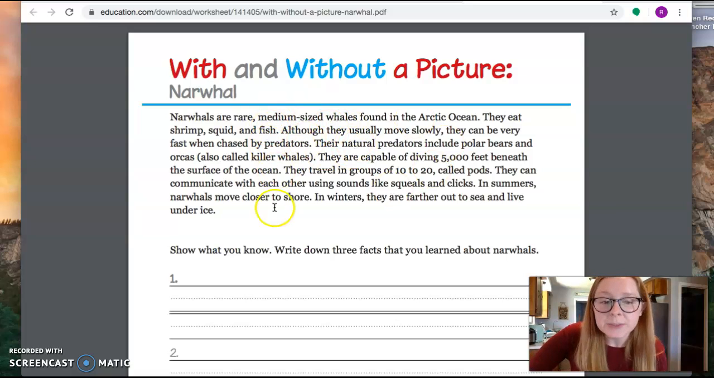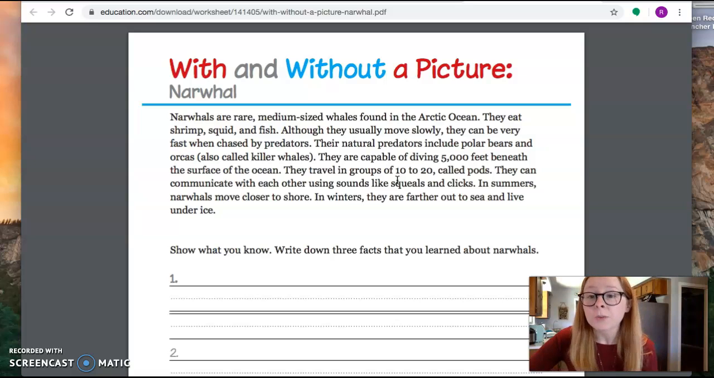So I want to read this with you, and then I want you to do the activities that I am going to be reading about in just a second. You can do them on a piece of paper, or you can do them in the comments. Either way is fine with me. All right, I'm going to read this to you, and then we'll do some things after that.